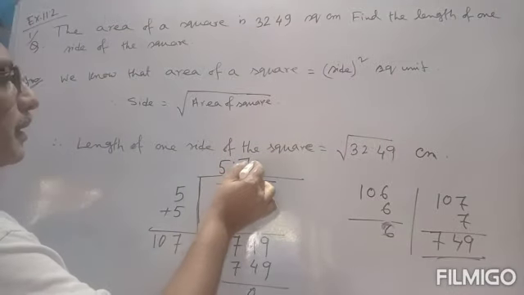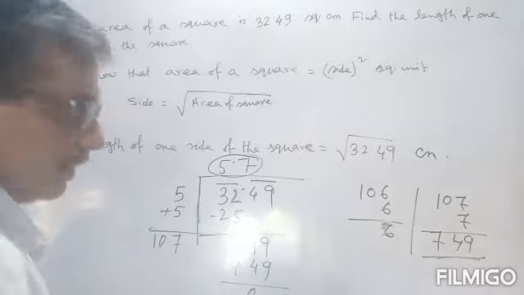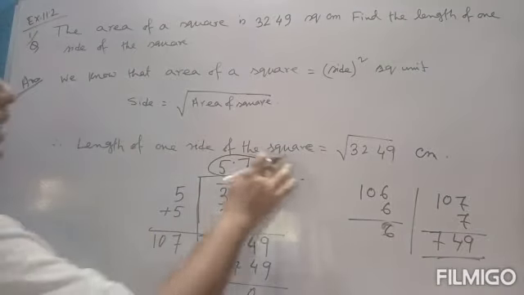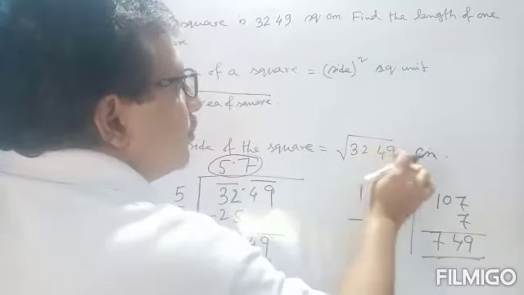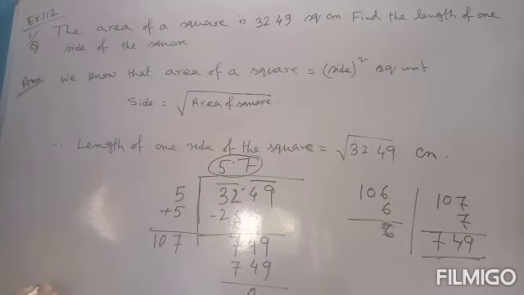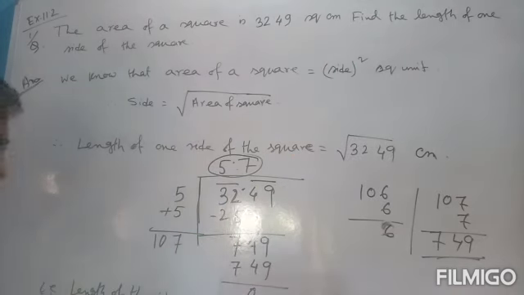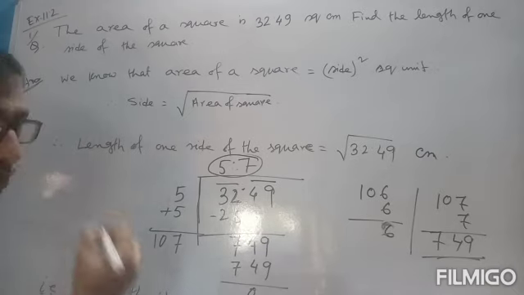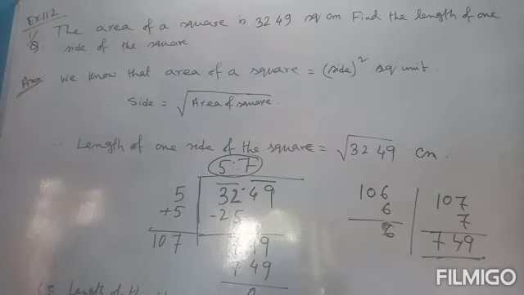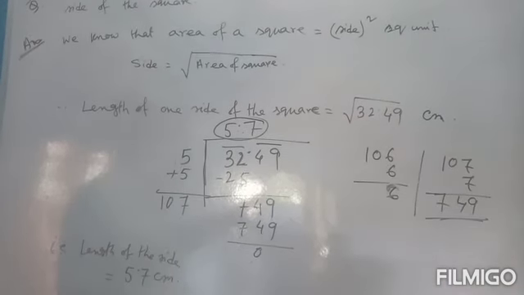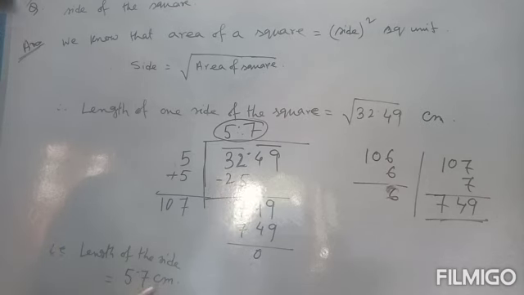So obviously then we get the square root. This square root is 5.7. So the length of the side of the square, in centimeter, the length of the side is equal to the square root of this. This is nothing but 5.7 centimeter. You must write down the unit. The length of the side is 5.7 centimeter. Clear? Just see. Clear?